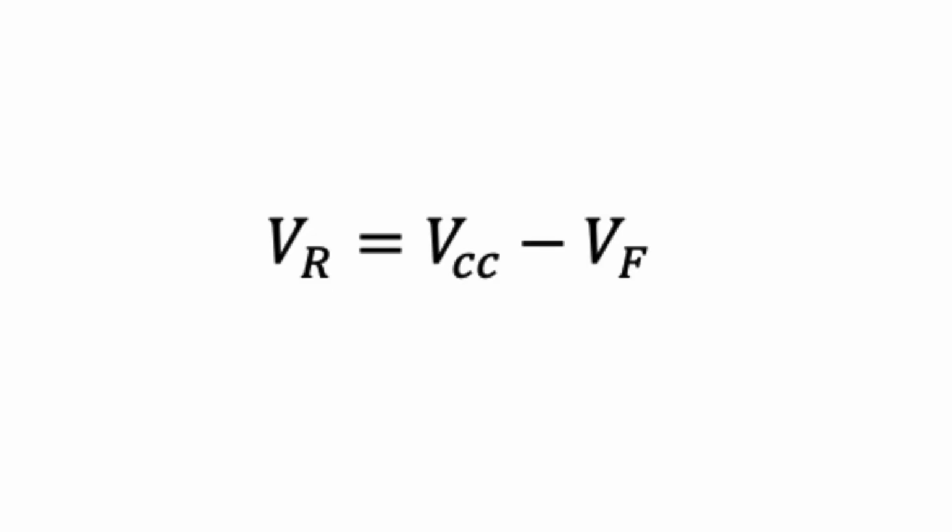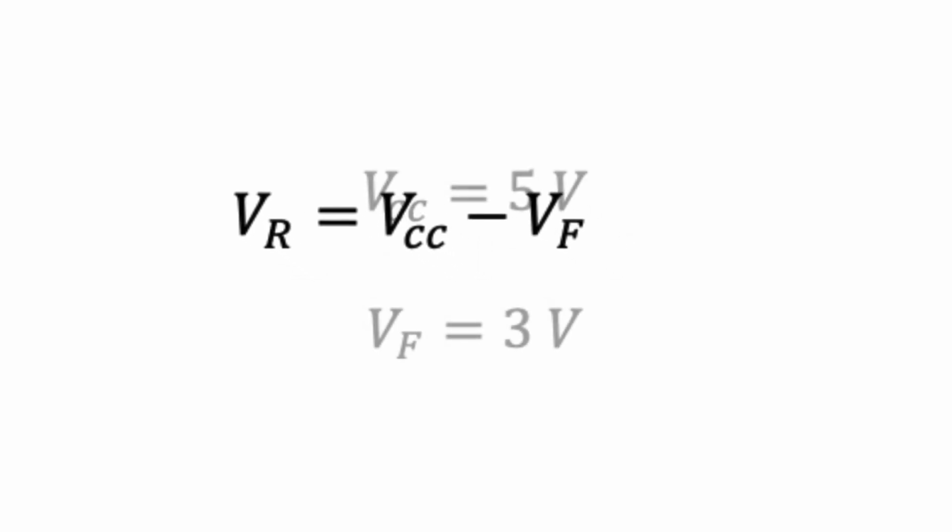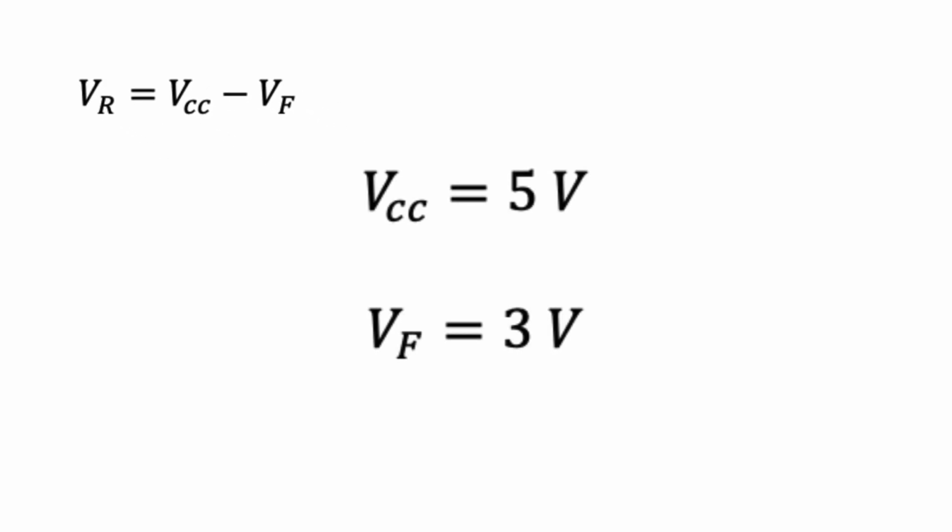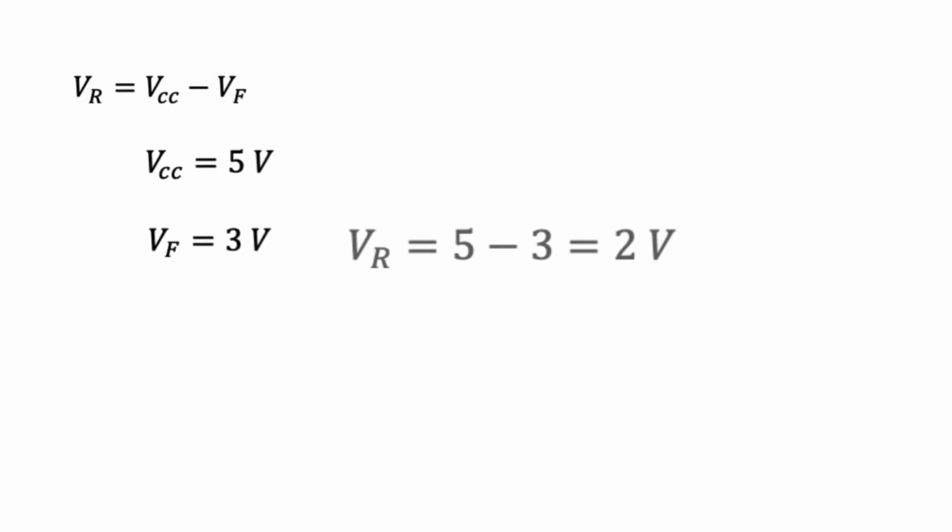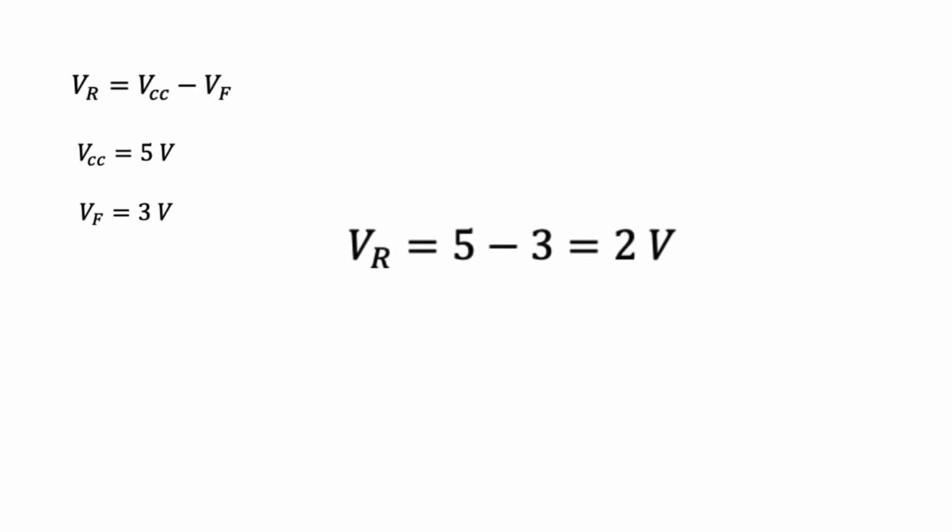The voltage across the resistor that we want to put in between is the difference between the supply voltage and the LED forward voltage drop. So we can find out that VR is equal to VCC minus VF. If we are using a 5 volt power supply and the LED has a VF of 3 volt, as we discussed for 10 milliampere current, then VR will be 2 volt, that is 5 volt minus 3 volt.